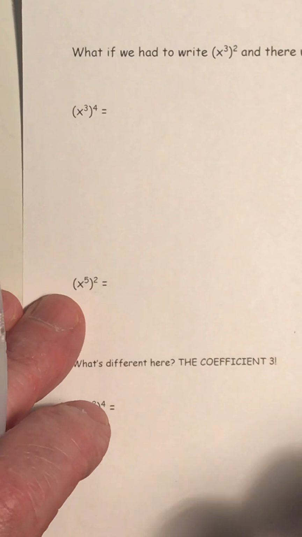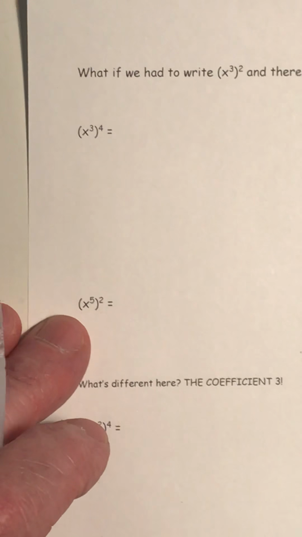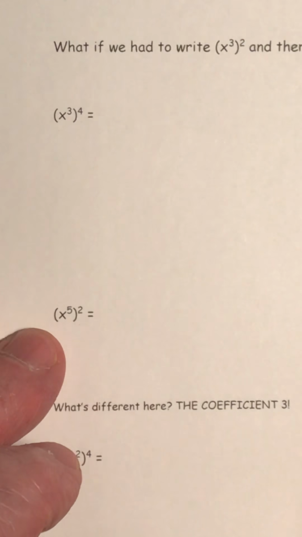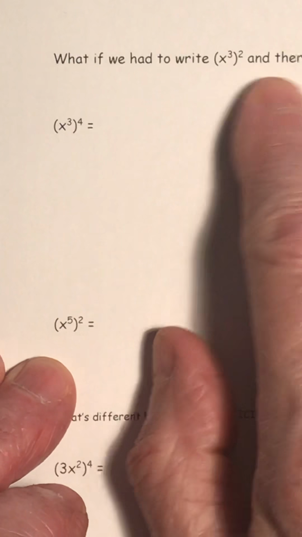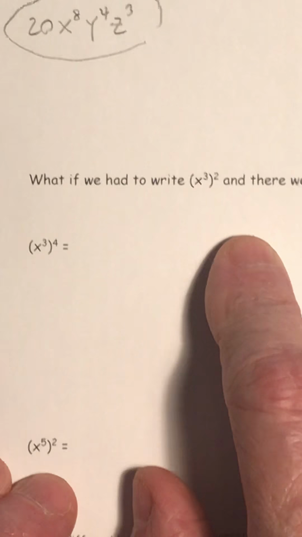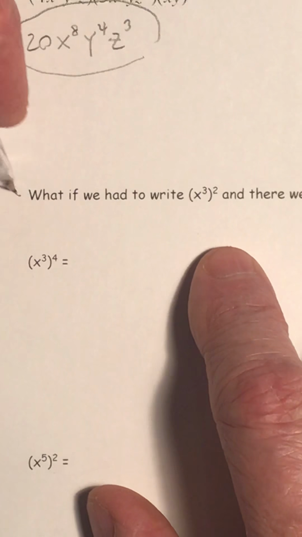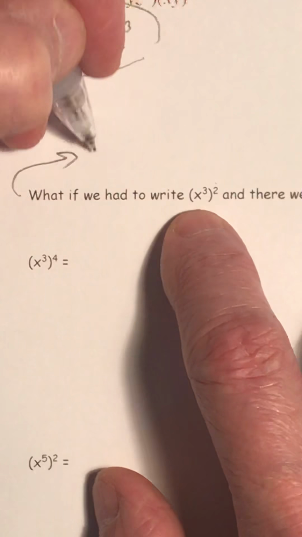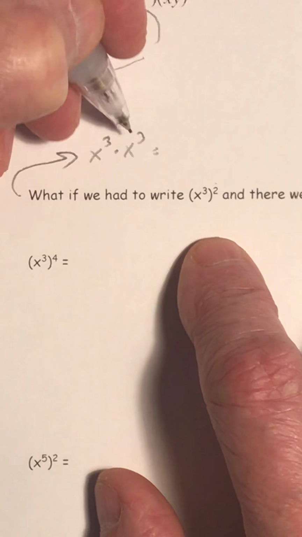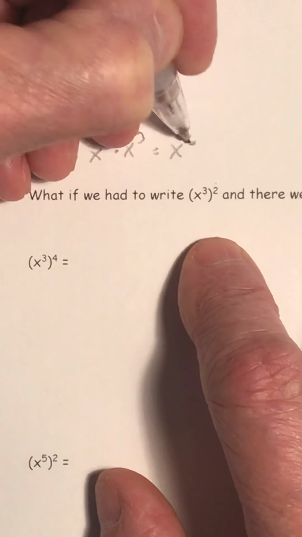Okay. On to another property of exponents. As it says here, what if we had to write x to the third squared and there were no such thing as an exponent? Let me address that right up here in this nice big empty space. Well, this little 2 on the outside is telling us to write x to the third times x to the third. And then we would just add that exponent, 3 plus 3, and get 6.